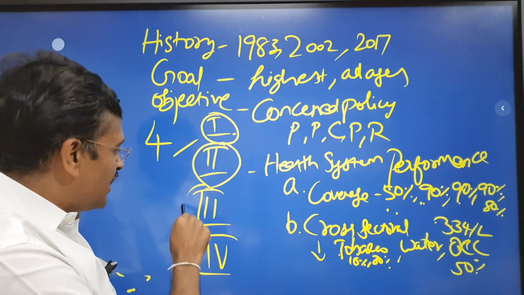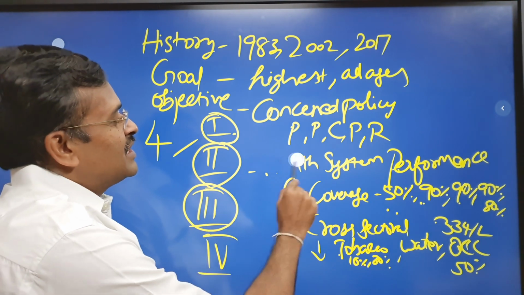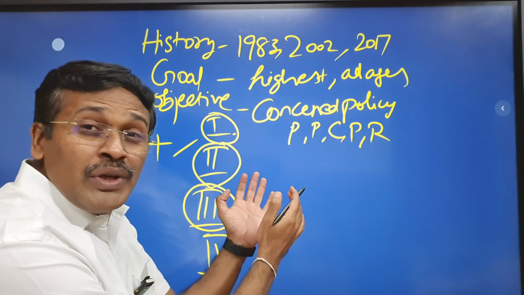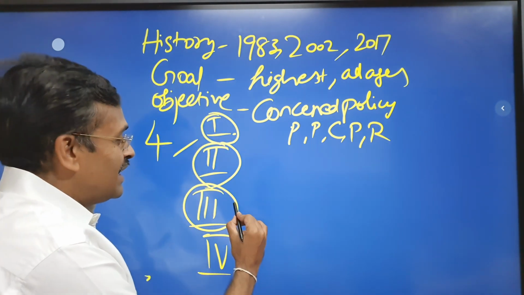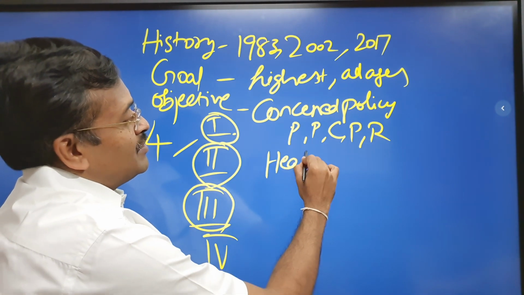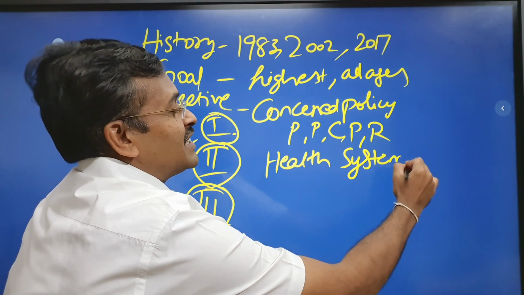Now the third thing is how to achieve the target. So that is the third thing. So I will rub it off. We will come to the third part. So how to do that? We have to do strengthening. What to strengthen? We have to strengthen the health system. Here we are going to see health system strengthening. How to do the health system strengthening?